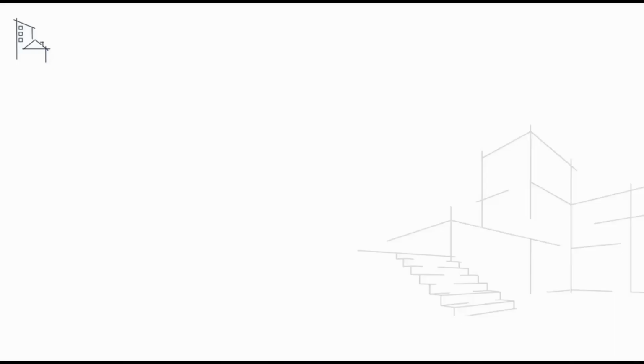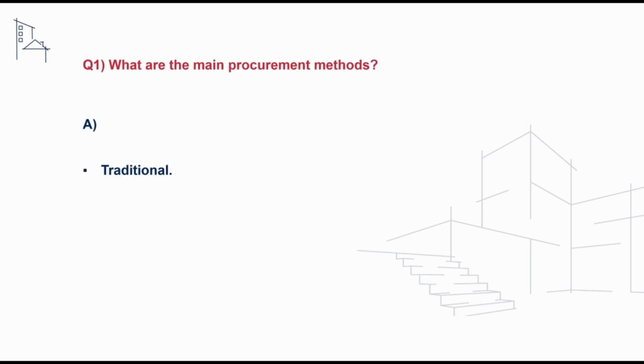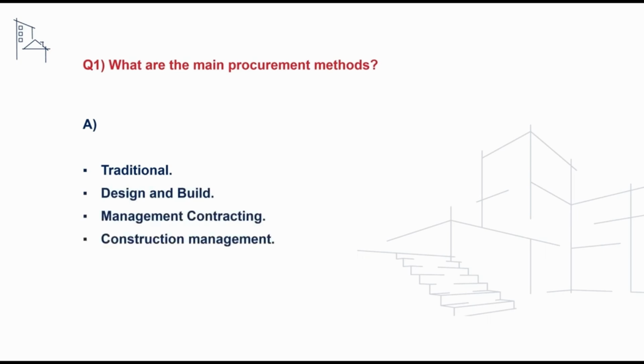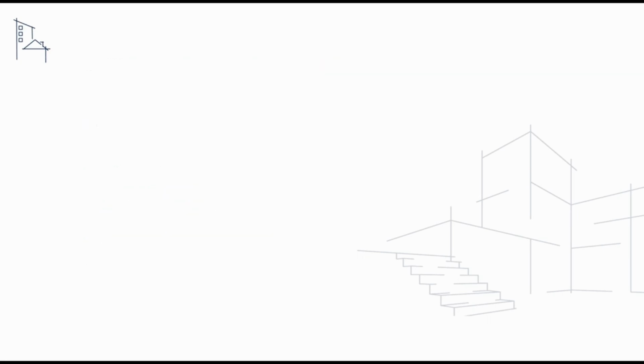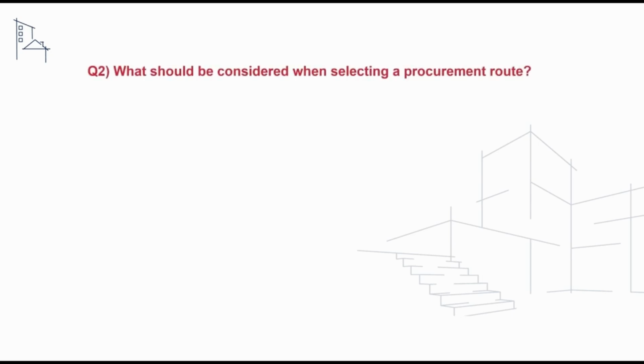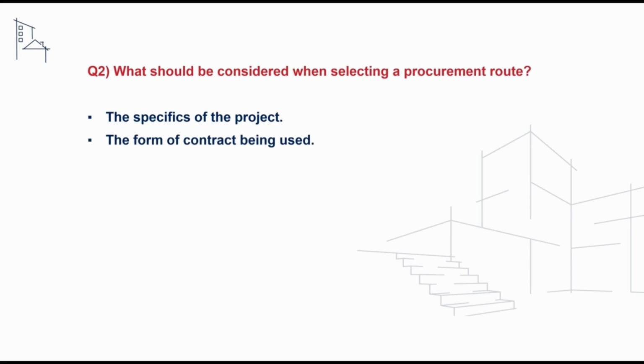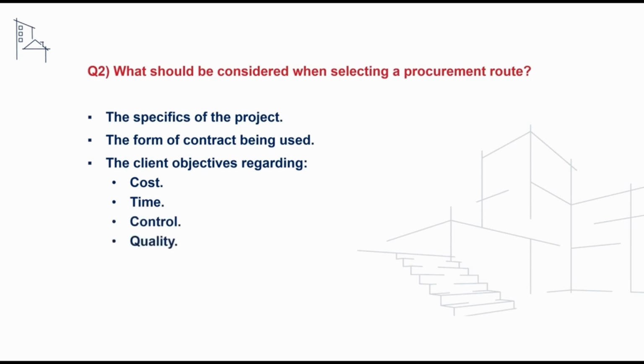The first question we'll take a look at is, what are the main procurement methods available? And to address this, we could reference first of all traditional procurement, design and build, management contracting, construction management, and private finance initiative. Another question candidates may be asked is, what items should be considered when selecting a procurement route? And to address this, we could reference the specifics of the project, the form of contracts being used, the client's objectives regarding cost, time, control, quality, and risk.